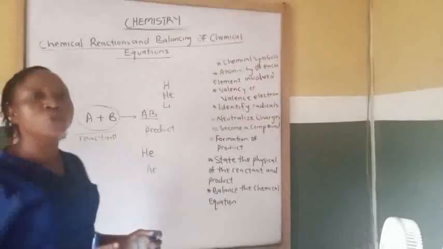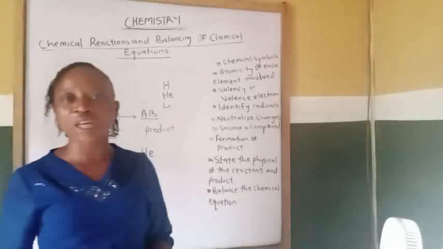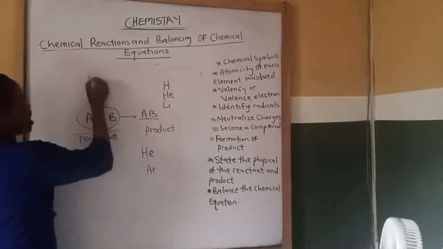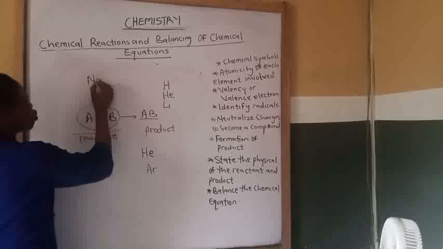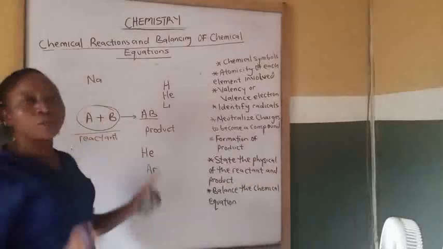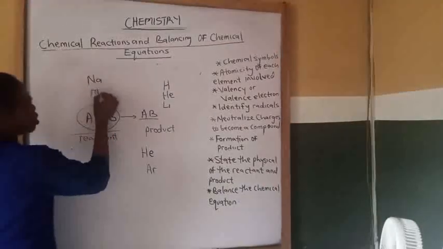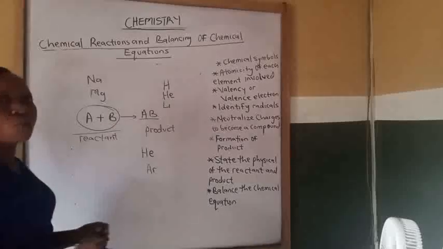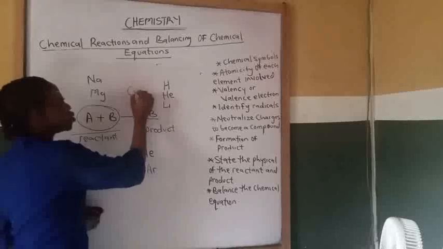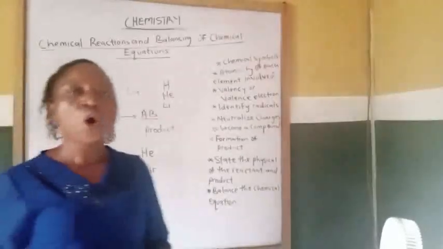Then all atoms of metals, that is, all metallic atoms, are also monoatomic. An example of a metal is sodium. So sodium is monoatomic. We write sodium standing on its own during chemical reaction. Then another metal is magnesium. Magnesium is monoatomic because it is a metal. Copper is a metal. So copper is monoatomic. All metallic atoms are monoatomic.